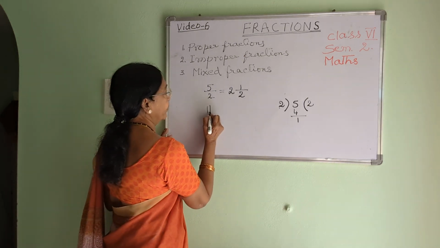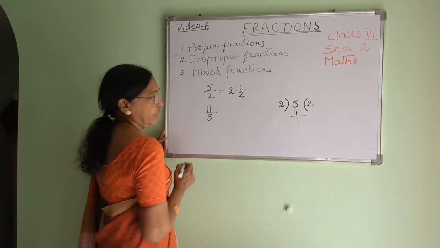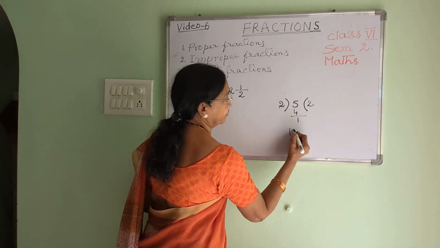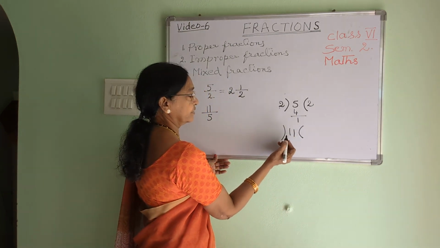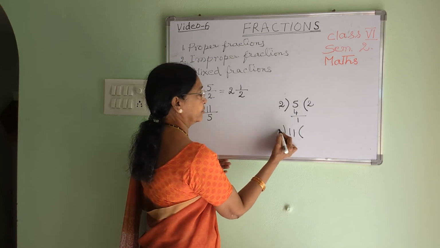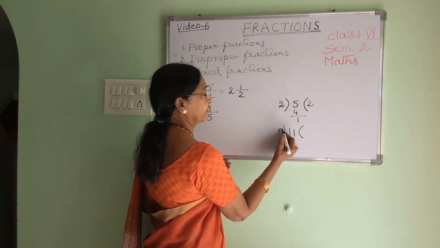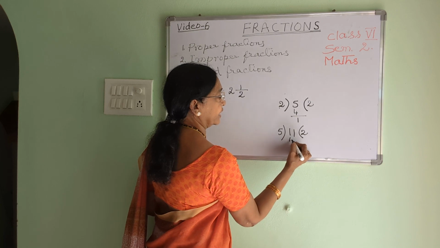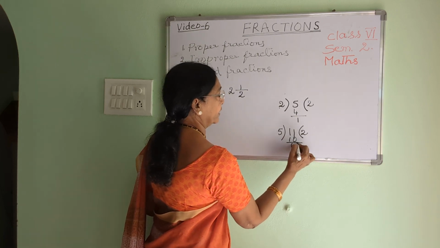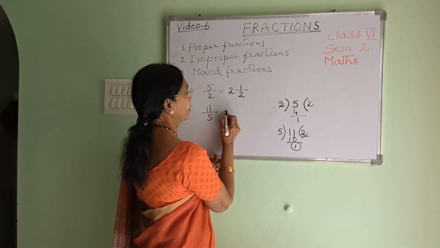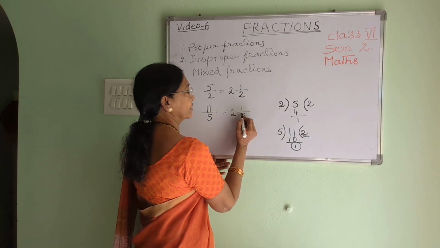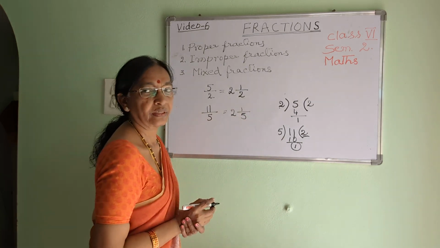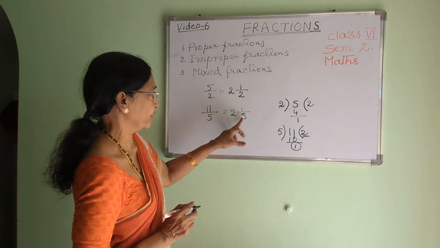Similarly, 11 by 5. To convert 11 by 5 into a mixed fraction, divide the numerator by the denominator. 5 2s are 10, and 1 is the remainder. Therefore, the whole number is 2 and the fraction is remainder by divisor. So 2 1 by 5.